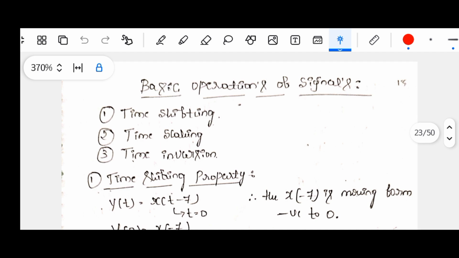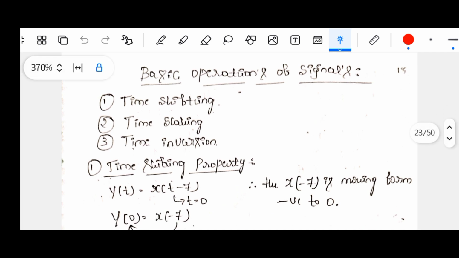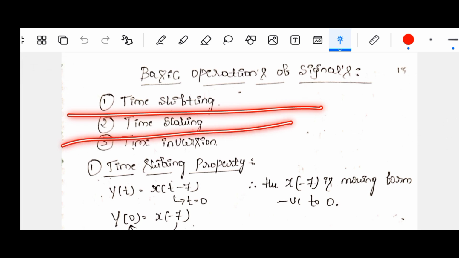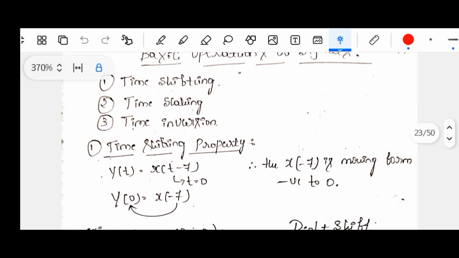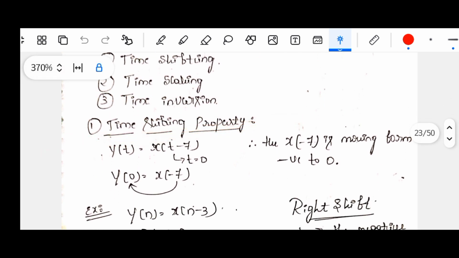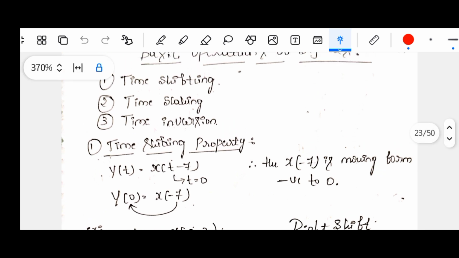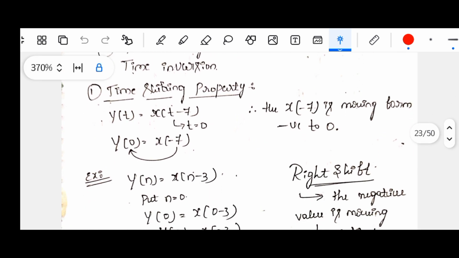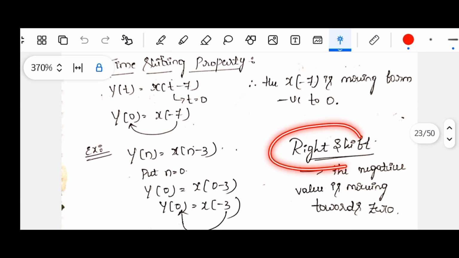Let's discuss the basic operations of signals and systems. There are mainly 3 types of operation. First one is time shifting, then time scaling, and time inversion. First one is time shifting. First you have to observe. See here, y of t is equal to x of t minus 7. So here t will be 0. Therefore, y of 0 we will get as x of minus 7. See, the x of minus 7 is moving from negative to 0. So it is a time shifting. This is the right shift.